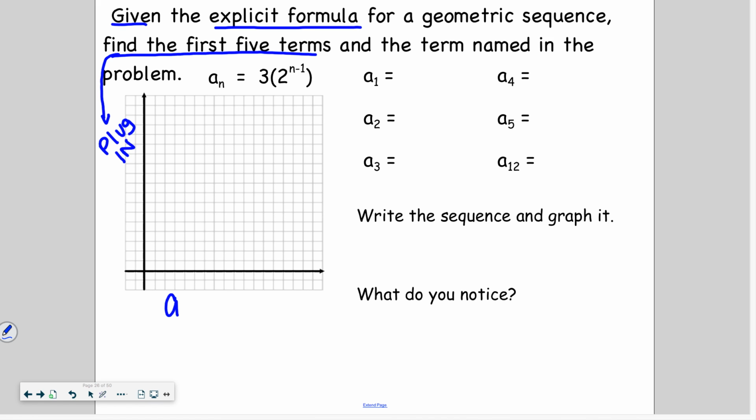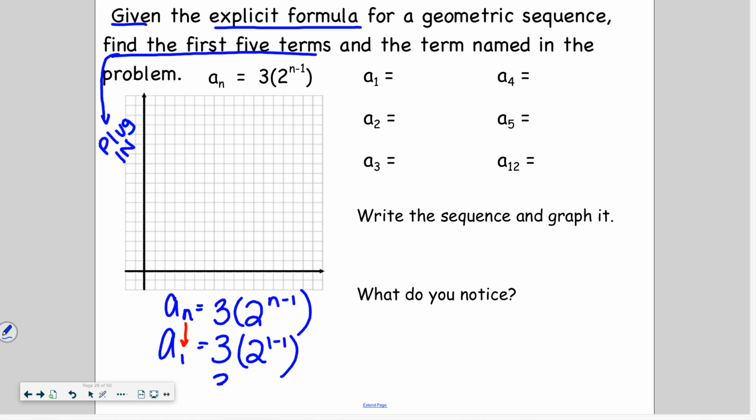Well, we want to know the first term. If we want to know a sub 1, that 1 replaces n. So we're going to do the same thing in our formula. It's going to be 3 times 2 to the 1 minus 1. And this gives you 3 times 2 to the 0, which is 3 times 1, which is 3. So a sub 1 is 3.